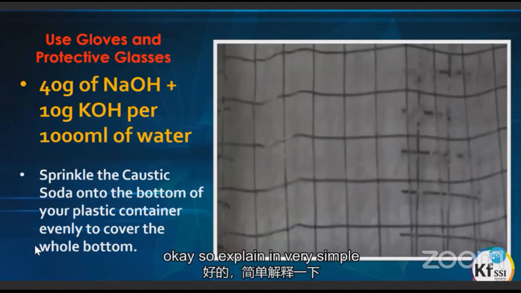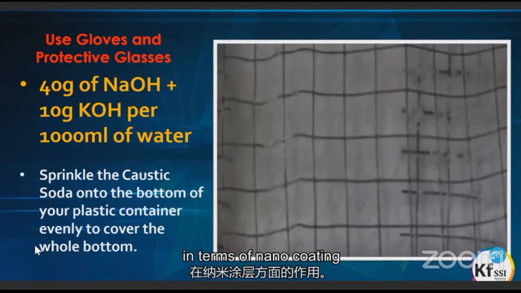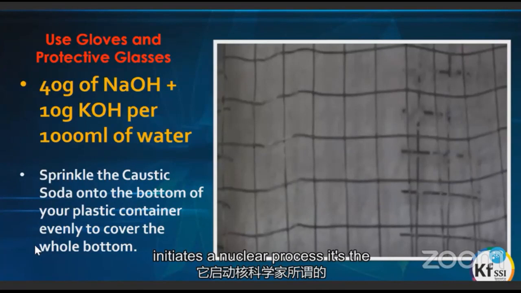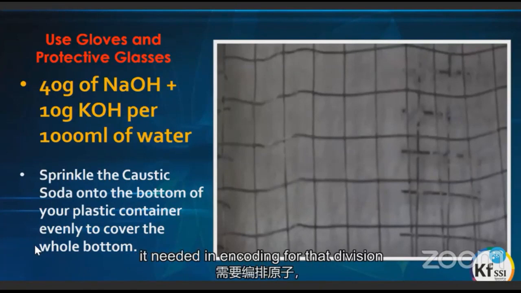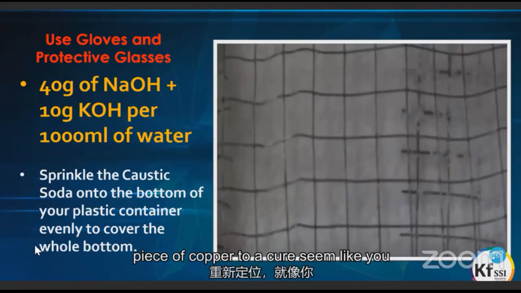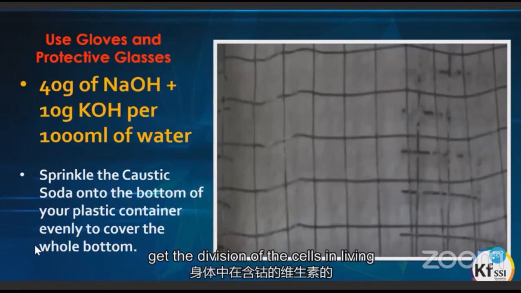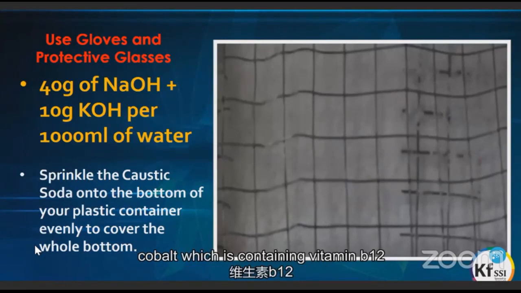Okay, so explain in very simple terms what addition of potassium hydroxide does in terms of nanocoating. Here, it just gives us a sparkle. It initiates a nuclear process. It's a nuclear science, don't forget that. Why is it needed in nanocoating? For that division of the atoms from the substrate, from the piece of copper, to occur. Same like you get the division of the cells in a living body in the presence of the radiation of cobalt, which is contained in vitamin B12.